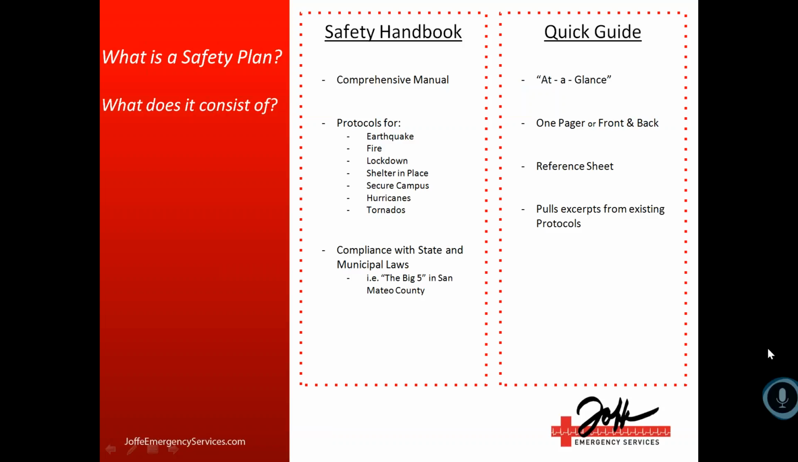So your safety handbook is your comprehensive manual. You put your protocols for earthquake, fire, lockdown, shelter in place, secure campus, hurricanes, tornadoes, whatever emergencies are pertinent for your organization, and you have to think geographically with this as well. Like I mentioned earlier, in the Northeast, they need to worry about hurricanes and tornadoes more so than we do out here on the West Coast.